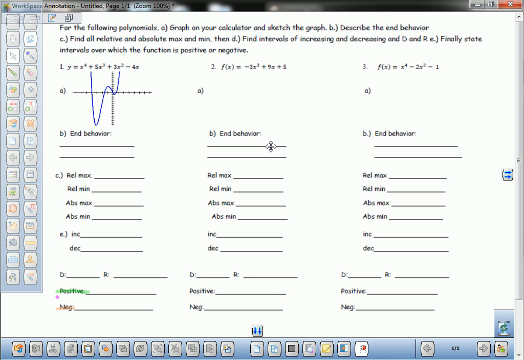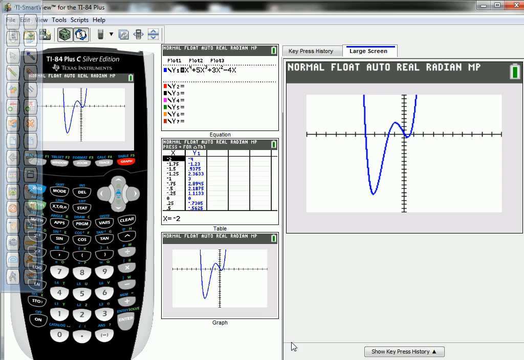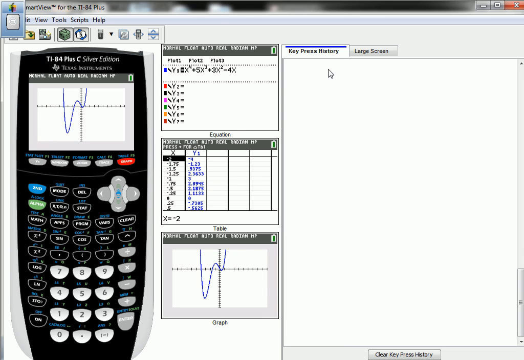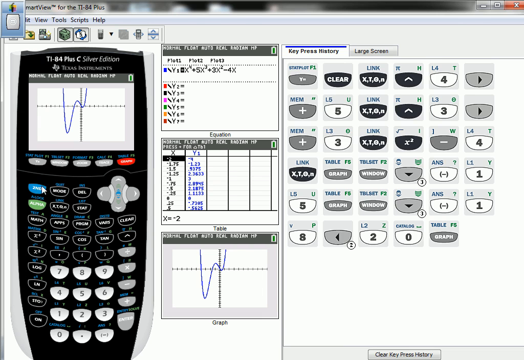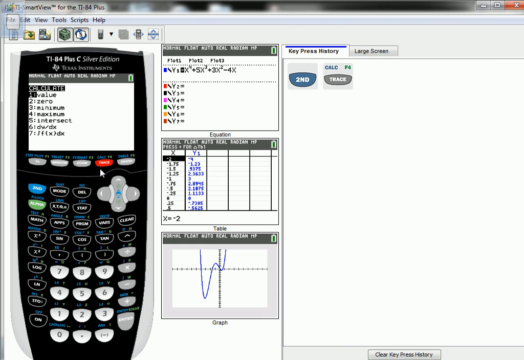So let's go find that one first. Okay, so we're going to see if we can locate on our graph that point right there, because this point is an absolute min. Okay, so let's go back to our calculator, and the way we find a minimum is this. I'm going to clear this. Okay, it's already clear. You hit second and trace. And then this time we want the minimum, so it's choice 3.